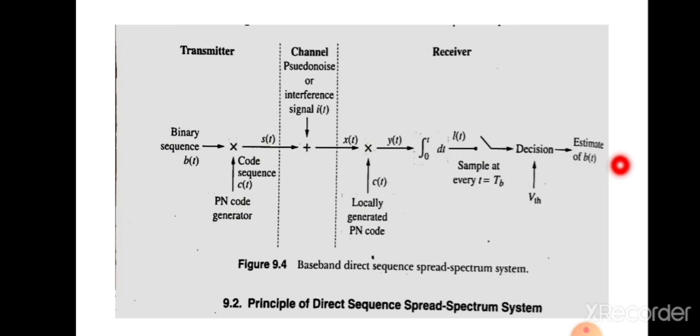Here we are modulating the signal with the PN sequence. At the demodulator side, we again multiply it with the same PN sequence. So at the modulator, the transmitter side, spreading of the sequence takes place, and at the receiver side, despreading takes place. That's all about this direct sequence spread spectrum system.